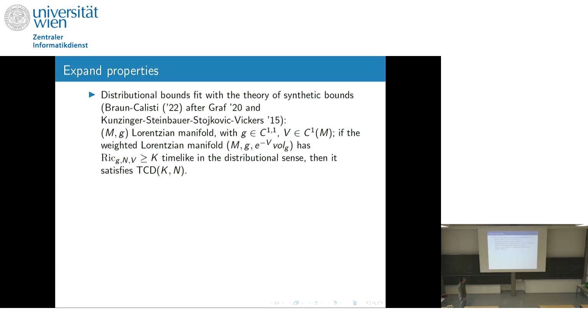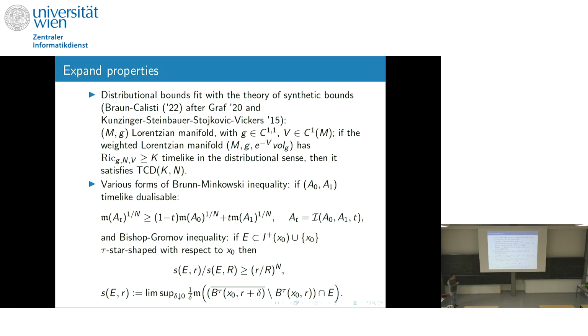As I was saying, the distributional bounds fit with the theory of synthetic bounds. It has been proven by Braun and Calisti, following also the work of Graf, Kunzinger, Steinbauer, Sämann and Vickers a few years before. They proved that if you have a weighted Lorentzian manifold with a C^{1,1} metric and a weight that is C^1, and it has a weighted lower bound on the Ricci curvature in the timelike direction in the distributional sense, then it satisfies this TCD(K,N) condition.